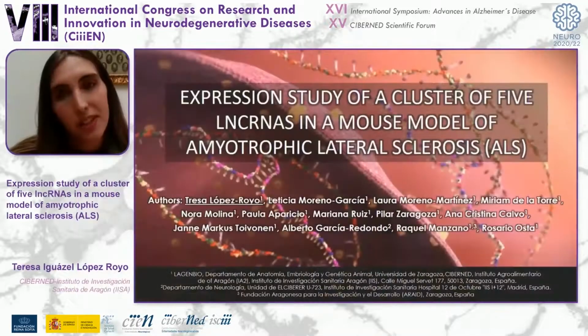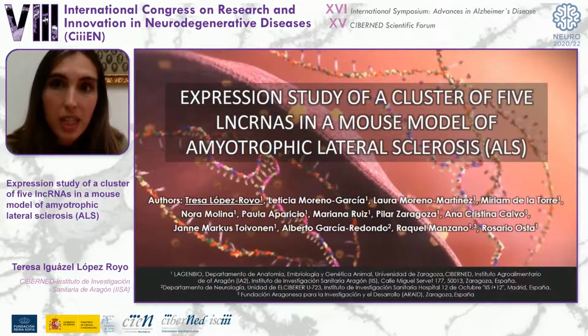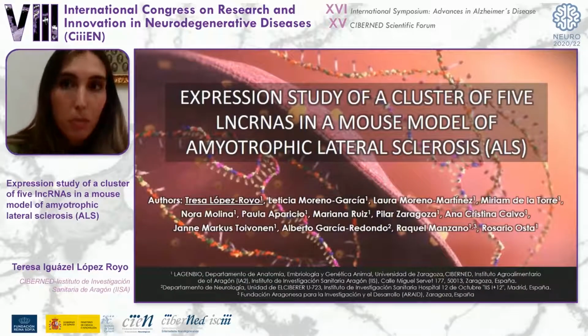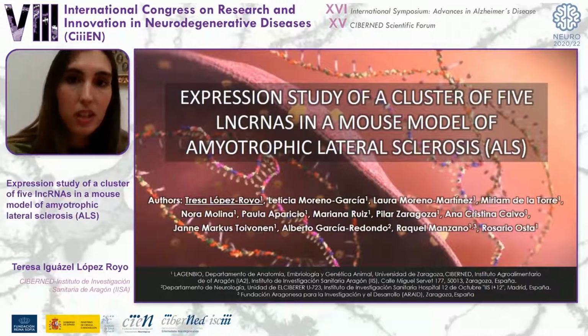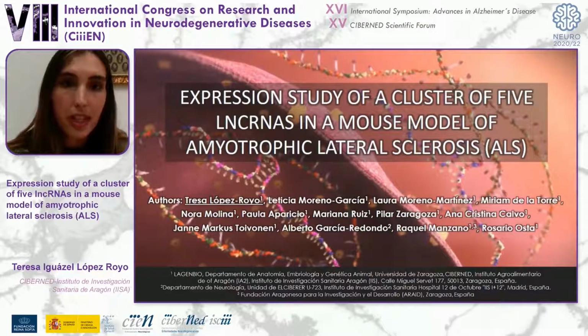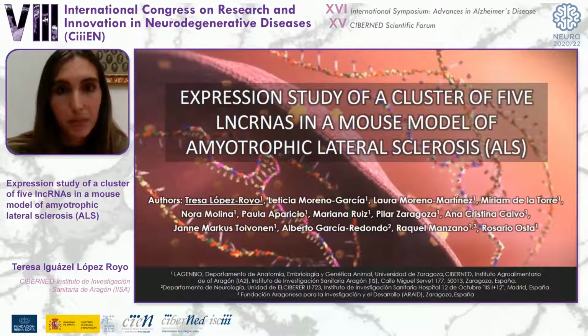Good morning, my name is Teresa López and I'm currently doing my PhD in a doctoral task group, searching for new biomarkers of ALS. Today I bring you here the first results of my thesis that I have compiled in a poster entitled Expression Study of a Cluster of 5 non-encoding RNAs in a mouse model of amyotrophic lateral sclerosis.